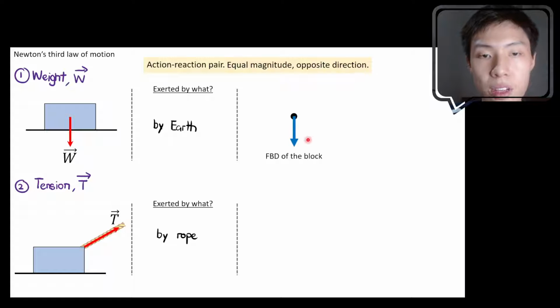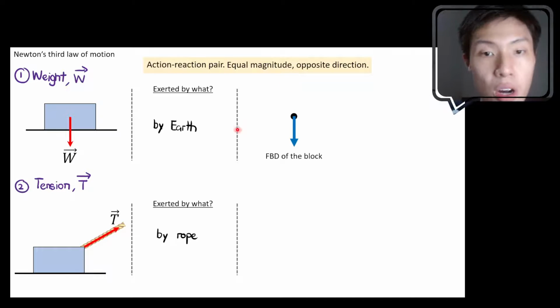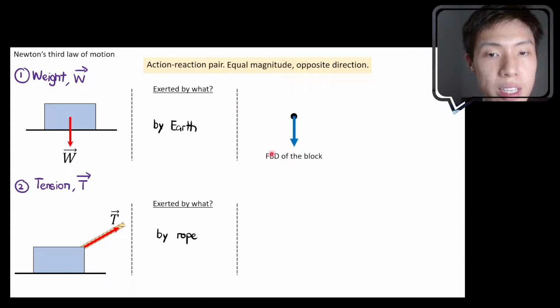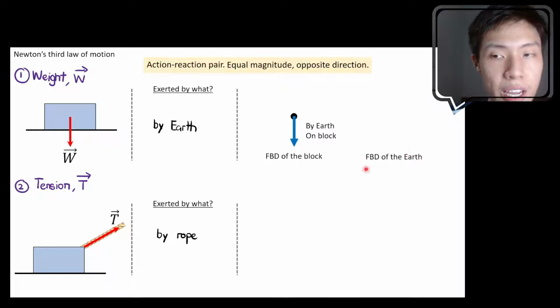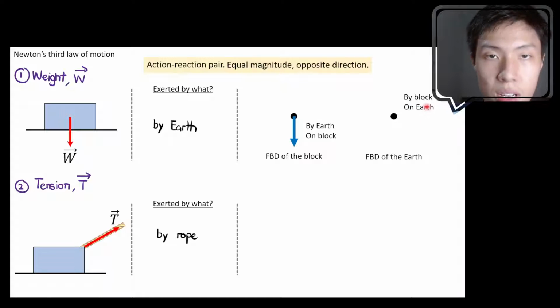So if you draw the free body diagram for the block, I'm focusing only on the specific parts that I'm interested in. There's supposed to be a normal force, but I'm just focusing on the weight here. So my weight is pointing downwards, and this is a free body diagram of the block. We know this weight is exerted by the Earth on the block. And because of Newton's third law of motion, for the free body diagram of the Earth, you should also observe a force that is exerted by the block on Earth, because if Earth is exerting a force on the block, the block should also exert a force back on the Earth. And this should be equal in magnitude and opposite in direction.